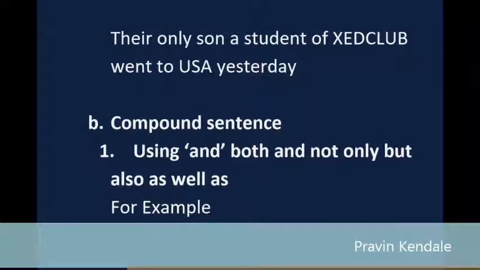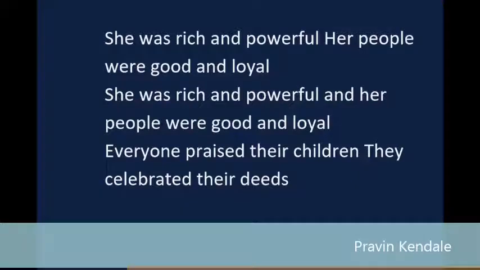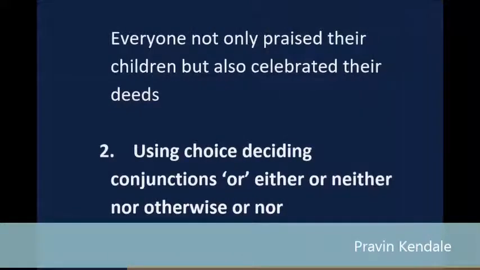B. Compound sentence. 1. Using and, both and, not only but also, as well as. For example, "She was rich and powerful, her people were good and loyal." becomes "She was rich and powerful and her people were good and loyal." "Everyone praised their children, they celebrated their deeds." becomes "Everyone not only praised their children but also celebrated their deeds."